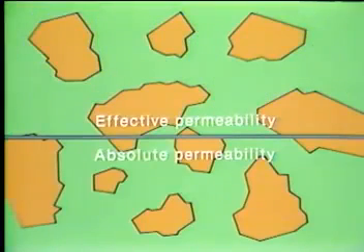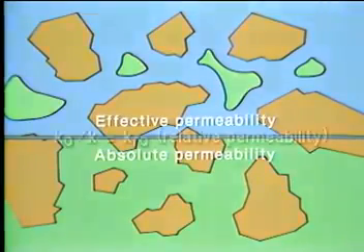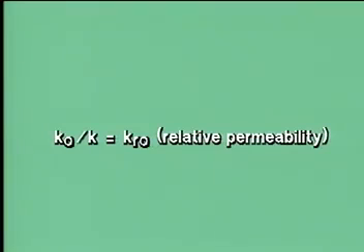Its highest value will be equal to the absolute permeability when only oil is present, and its lowest value will be zero, a condition that occurs when so much water is present that oil no longer flows. If we divide the effective permeability by the absolute permeability, we obtain the relative permeability. It has a range from 1.0 down to 0.